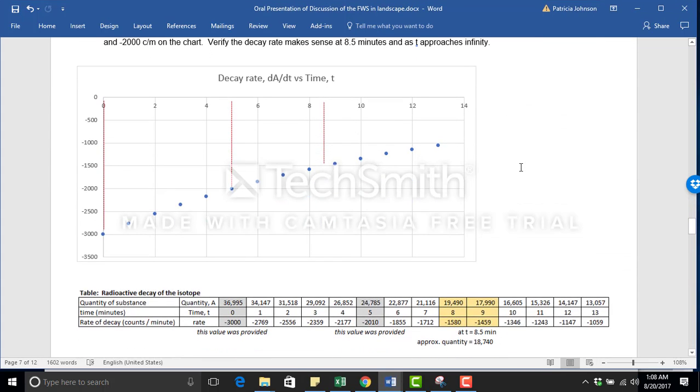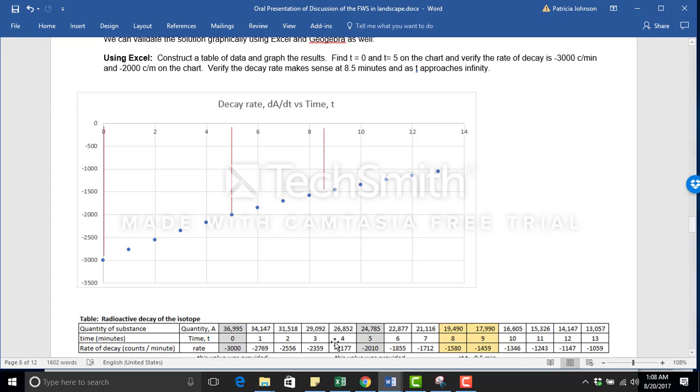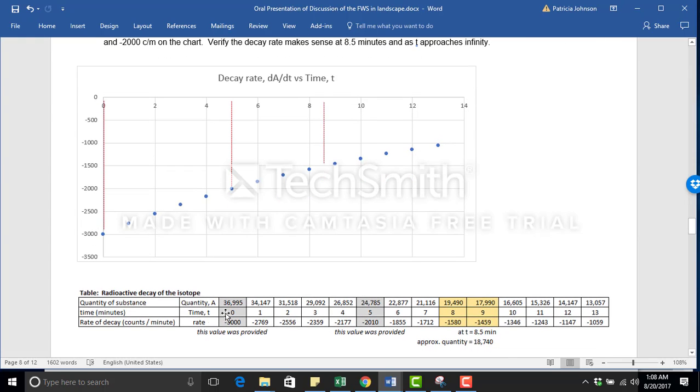We can also validate our solution graphically. I like using Excel. So I create a table of values with time, rate calculated, and our quantity of substance remaining. I check at 0, the rate is minus 3,000. At 5 minutes, it's minus 2,000. At around 8.5 minutes, which is our half-life, it's around minus 1,500. And this is illustrated in our graph here.